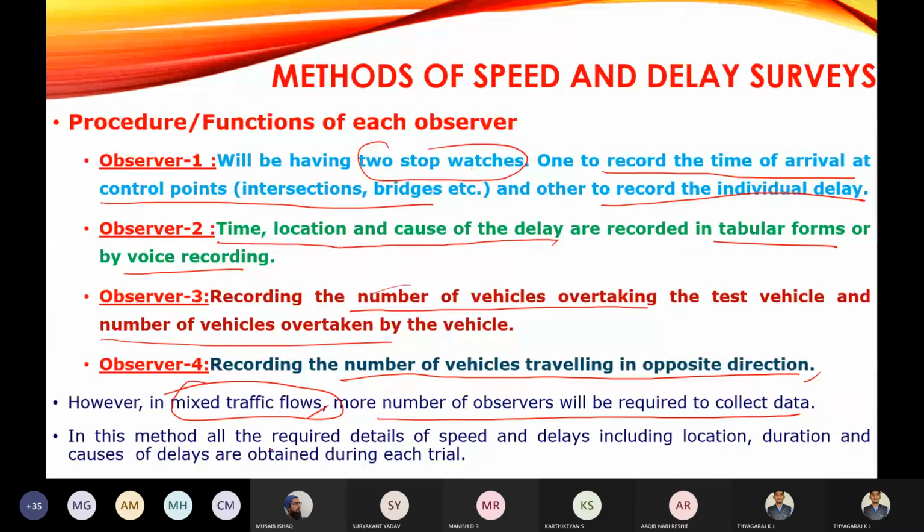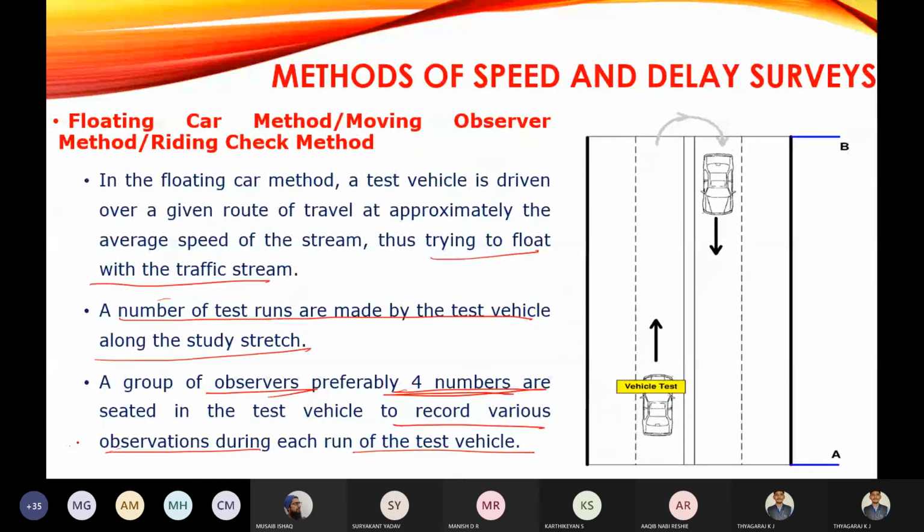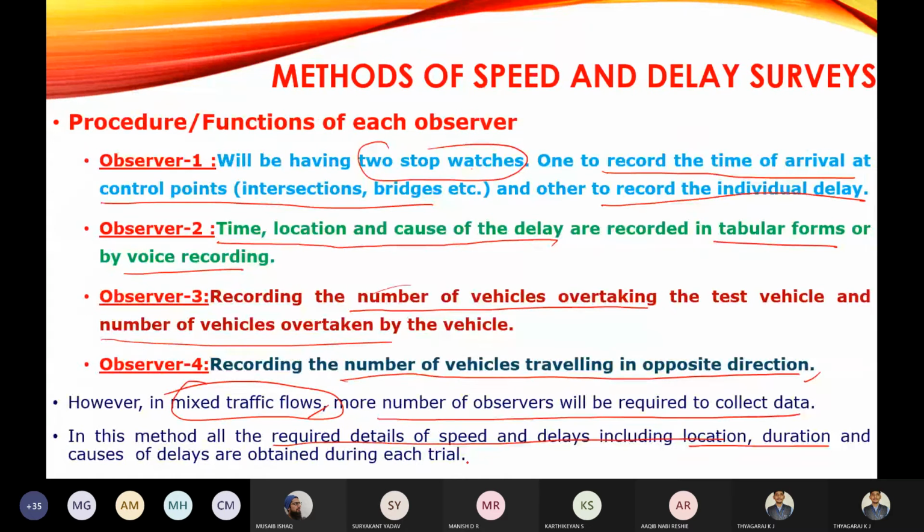In this method, all required details of speed and delays, including location, duration, and cause for delay, can be obtained in each trial. So we can easily get the time, the location, and the cause for the delay. So this is about the moving observer method or floating car method.